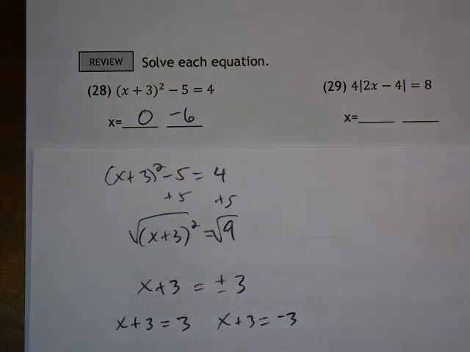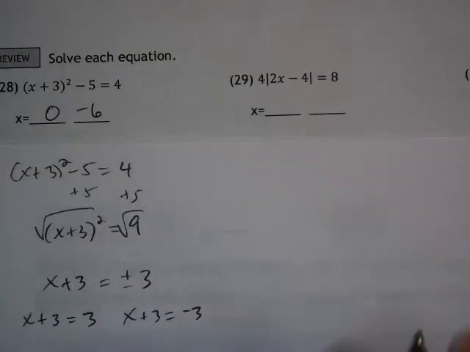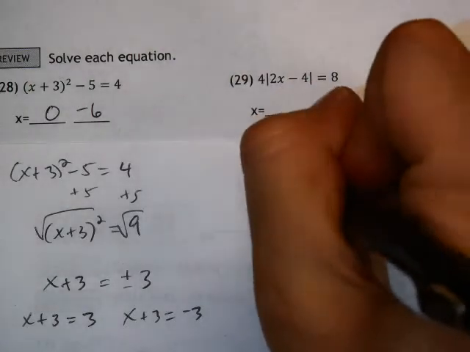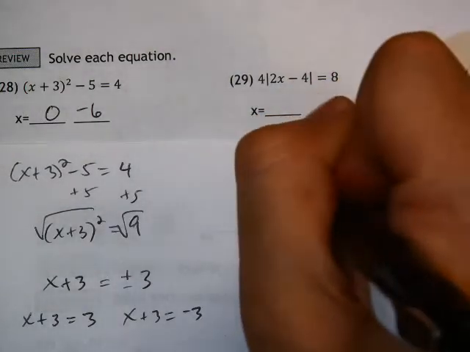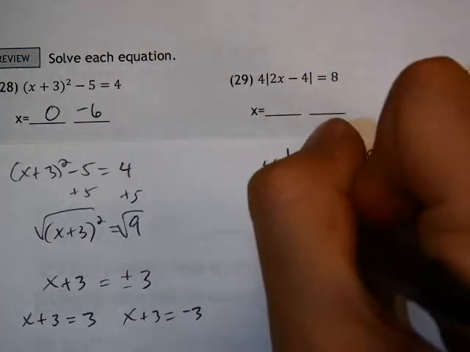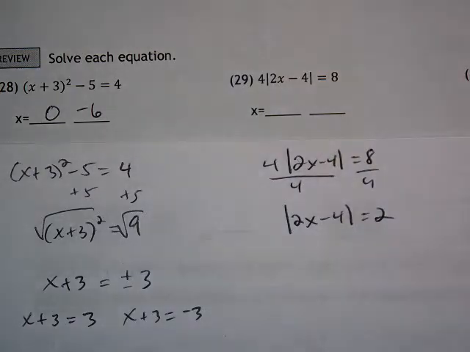And I lied, I said 28, 31. I'm actually going to do 29 as well, so I'm going to throw 29 into the mix. In 29, I've got 4 times the absolute value of 2x − 4 equal to 8. I'm going to divide by this 4 first. It gives me the absolute value of 2x − 4 equals 2.